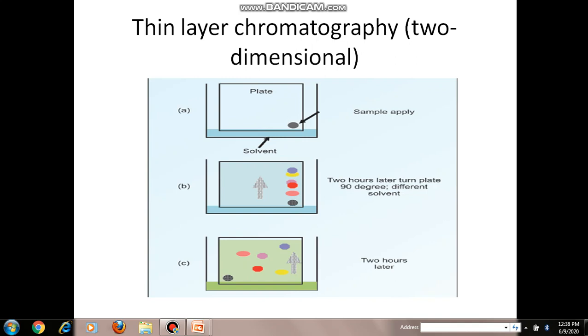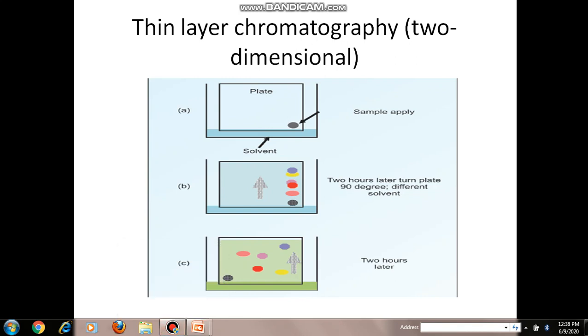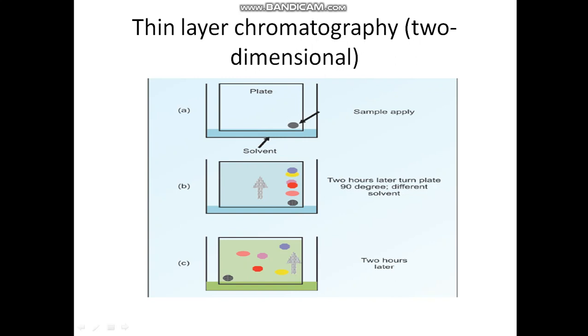The Rf value. This is the ratio of the distance traveled by the substance, that is the solute, to the distance traveled by the solvent. The Rf value of a specific compound is a constant. It is constant for a particular solvent system and at a given temperature. So the spots may be identified by comparing the Rf value of the unknown substance with that of the pure substance, or you can say the standard.